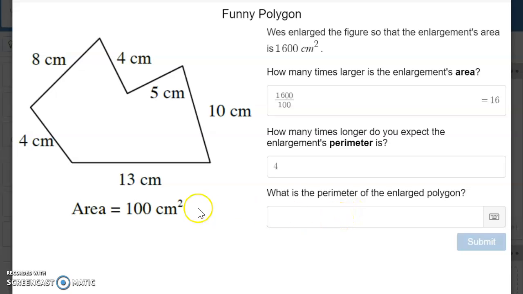What is the perimeter of the enlarged polygon then? Okay, we can figure out the original. What is the original perimeter? That's 4 plus 8, that's 12. 12 plus 4 is 16, plus 5 is 21, 31, and 44. So the original is going to be 44 centimeters, and we have the linear scale factor of 4. So that's going to be 44 times 4. So I expect the enlarged figure's perimeter to be 176 centimeters.